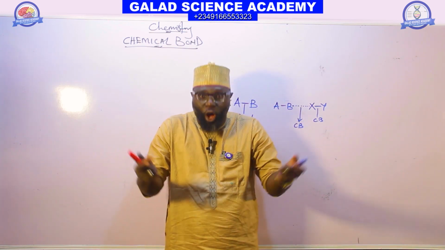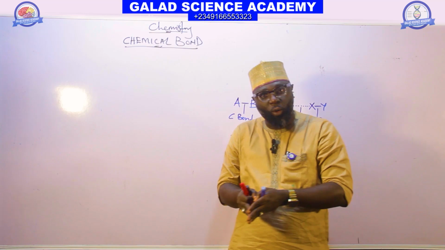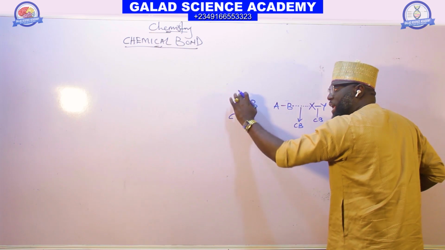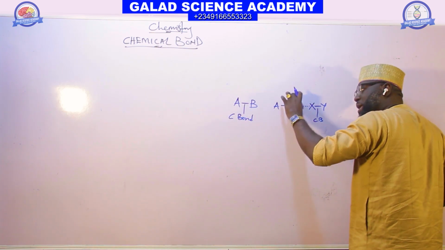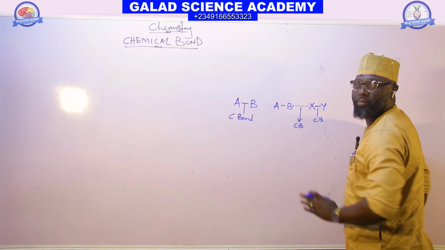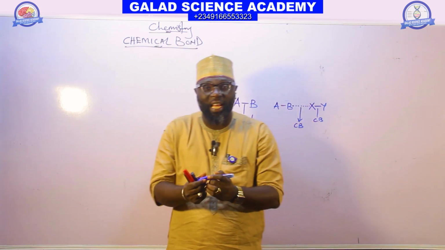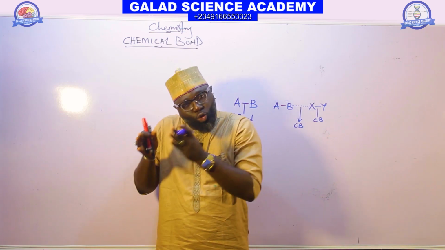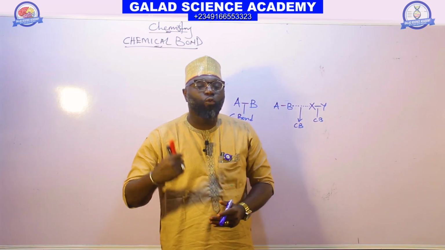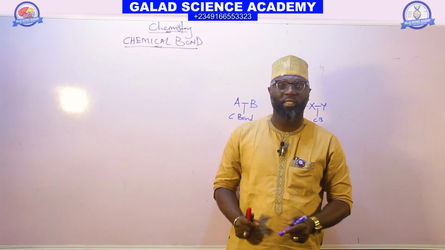or is a force of attraction or repulsion that combines two molecules together to form a chemical compound. So the bond between A and B is a chemical bond, and between A and B and S and Y, this bond here is also a chemical bond. So chemical bond is a force of attraction that occurs between two or more atoms, ions, or molecules to form a stable chemical compound.